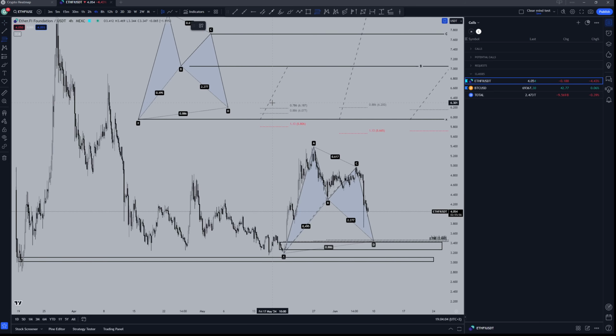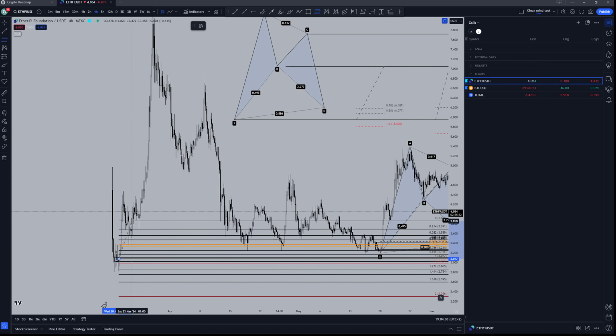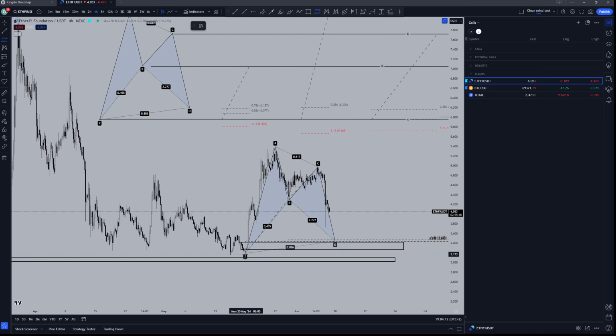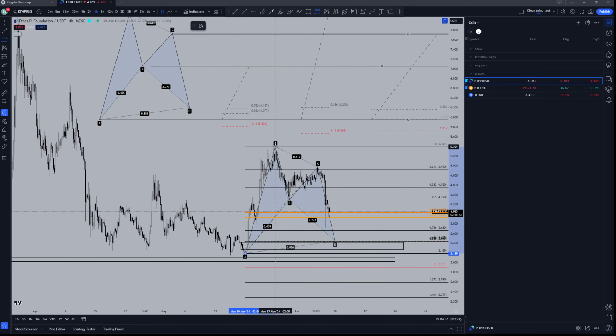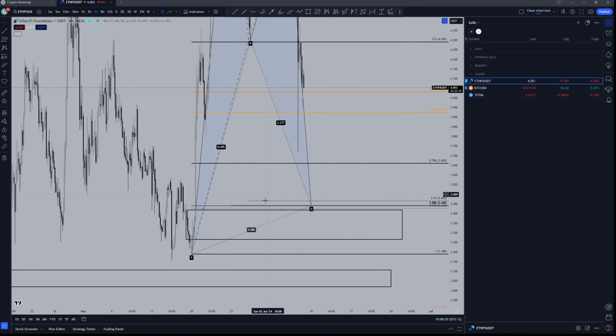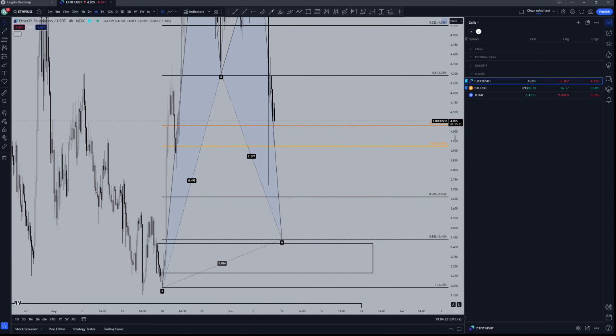As I said, harmonics are essentially extension of fib retracements. So if we would take a fib retracement here, from the bottom of this move to the top, you'll see that our D point in this case aligns with the 886. I'll remove these for a second so you can see it more easily. Our D point here aligns with the 886.